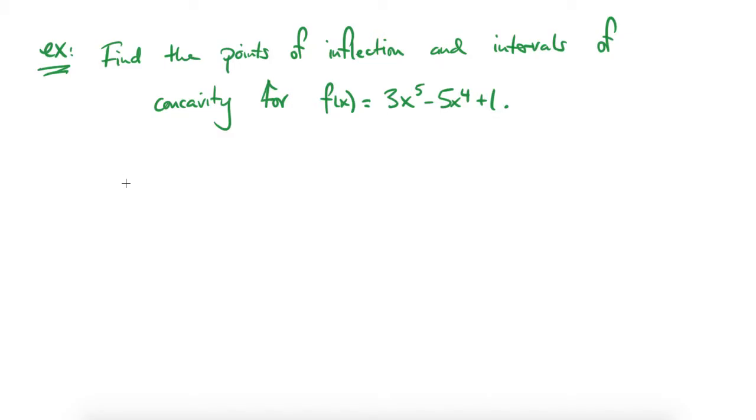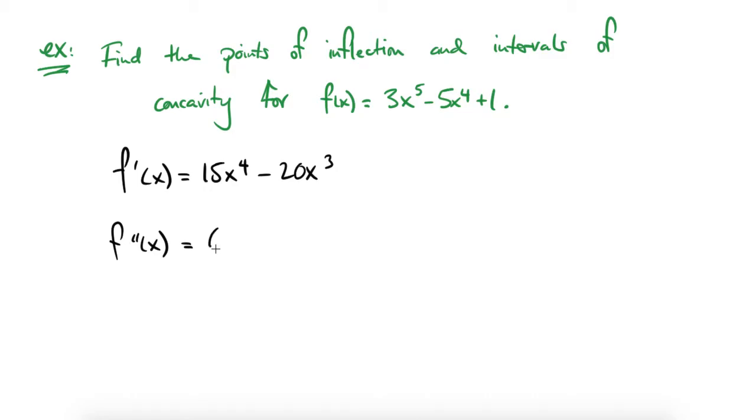Of course, if we want the inflection points, or if we want to talk about concavity, we're going to need the first derivative so that we can get the second derivative. So just power rule here. The first derivative is 15x to the fourth minus 20x cubed, and then the second derivative, again power rule. I'm not choosing anything crazy for the functions because I'm trying to exemplify the concept. So this will be 60x cubed minus 60x squared.